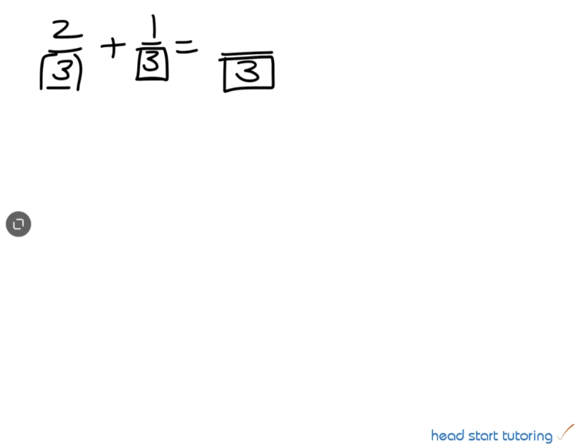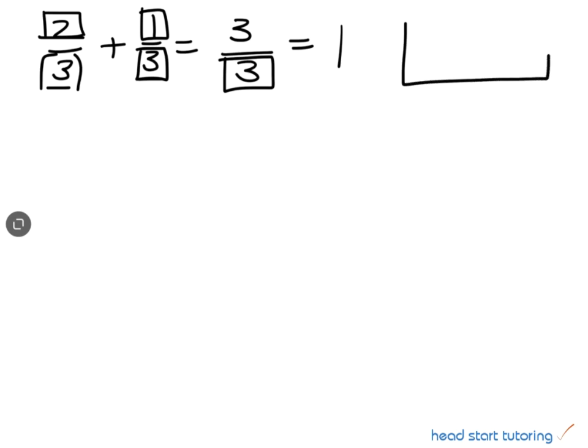So we've got 2 over 3 plus 1 over 3. Because our denominators are already the same, all we do is we plus our numerators. So 2 plus 1 is equal to 3. So we can have a look. 3 over 3 is obviously equal to 1 whole.